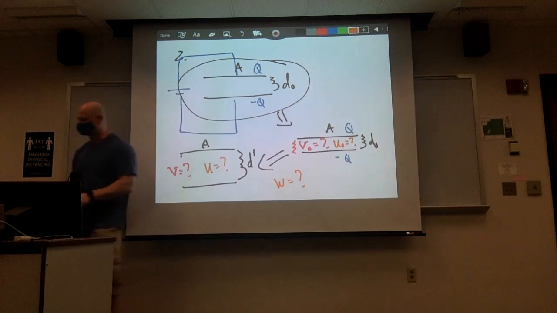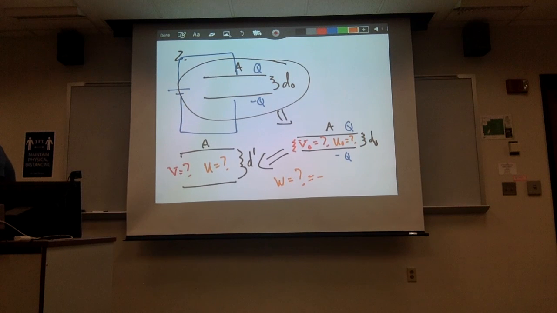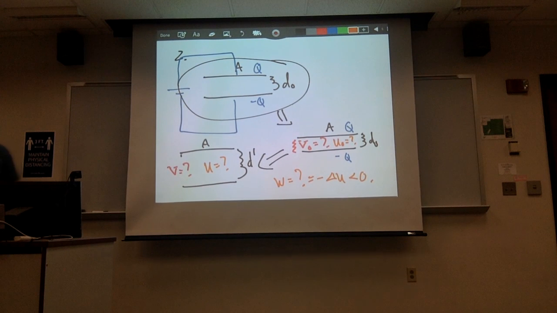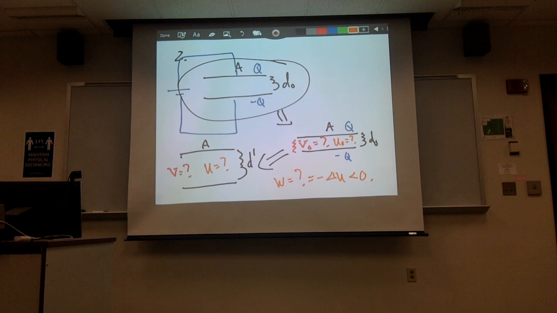So if you look at this as the work done by the electric field, which again is negative the change in potential energy, this thing better be negative, or you know you got the wrong answer. So something was wrong someplace else. Okay?